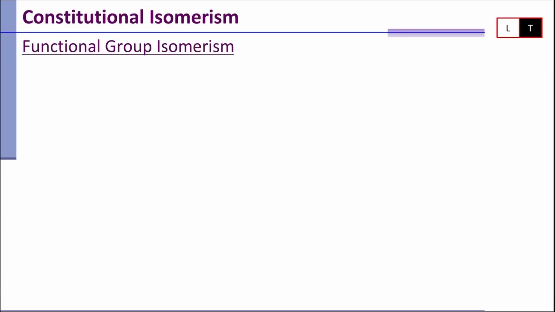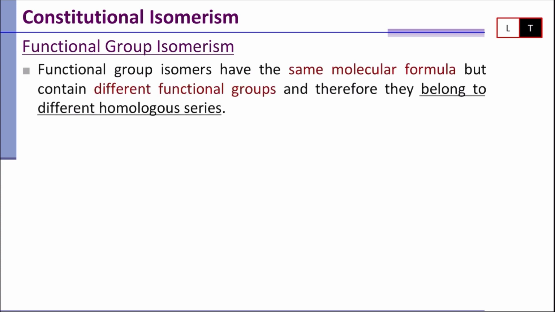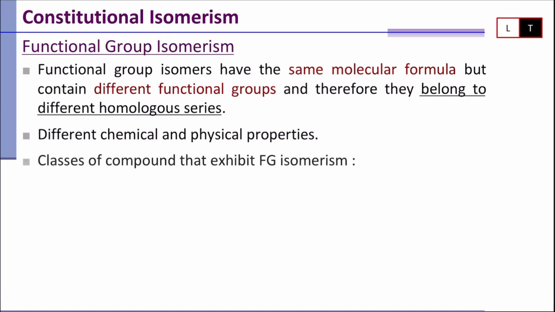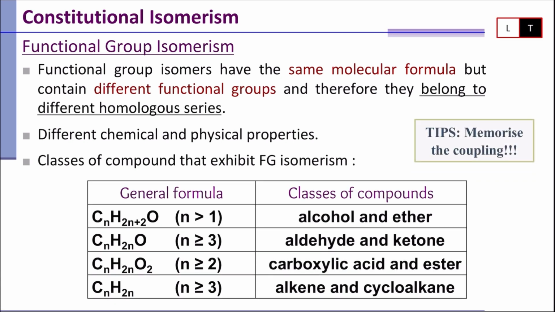Now, kita akan masuk bahagian last isomer iaitu functional group isomerism. This is where you have the same molecular formula tapi different functional group dan mereka belong to different homologous series sebab functional group dah berbeza. So of course, chemical dan physical properties dia juga berbeza. Dan kita boleh detect functional group isomerism dengan cara detect the class of compound. Tips yang saya nak ajar adalah awak perlu ingat the coupling.